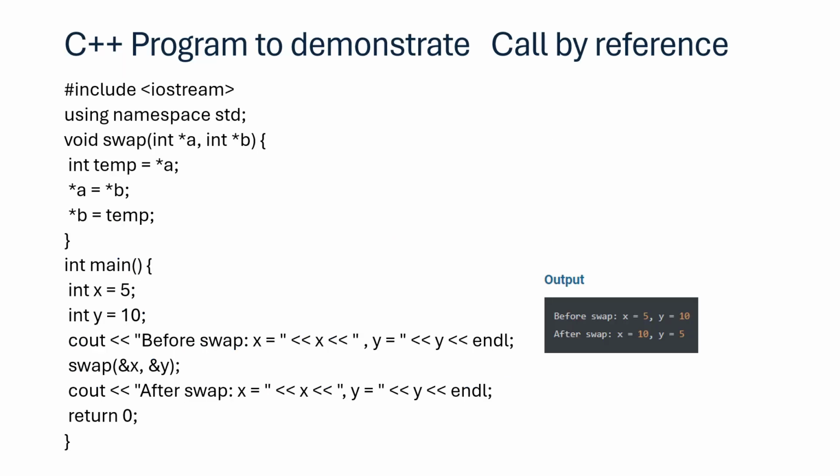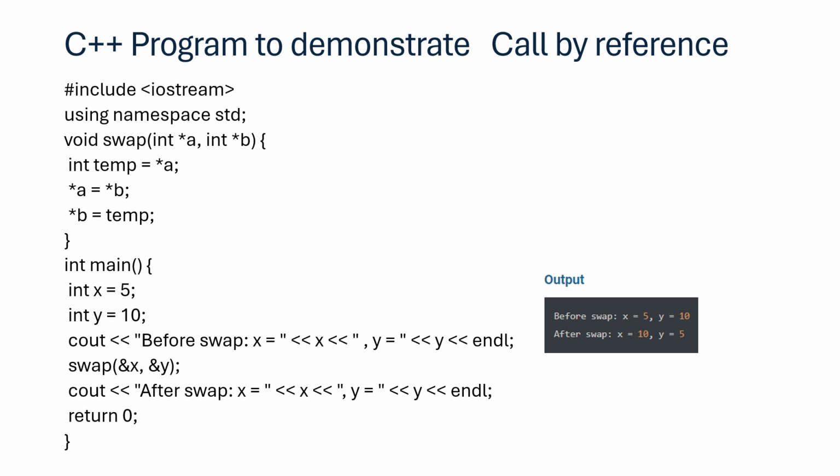See one example. Header file, using namespace. We are going to see one example of swapping: void swap(int *a, int *b), that is, pointer variables. In call by value we just use the function name with int a, int b, so normal values can be used, but here pointer variables are used. Int temp = *a, *a = *b, and again *b = temp. This is the swapping concept.